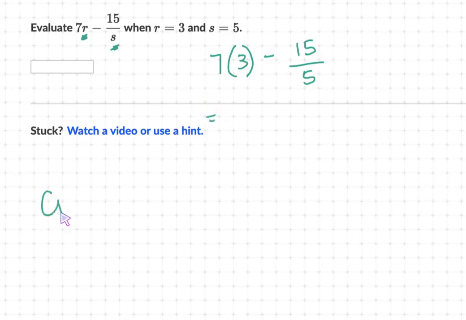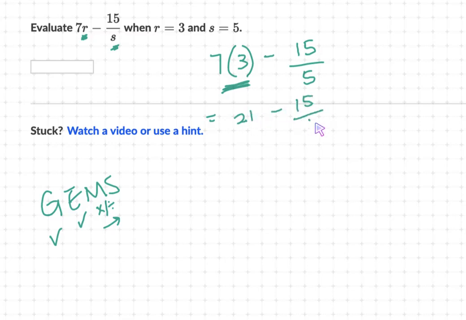And then I'm going to use GEMS, my order of operations. I do see parentheses first for my groupings, but there's nothing inside that I can actually do. It's just a 3, so I'm done with that. Exponents, let's see, I don't have any, so I'm done with that. And then I have multiplication or division, whichever comes first, left to right. So I see multiplication first, so I'm going to do 7 times 3, which is 21.